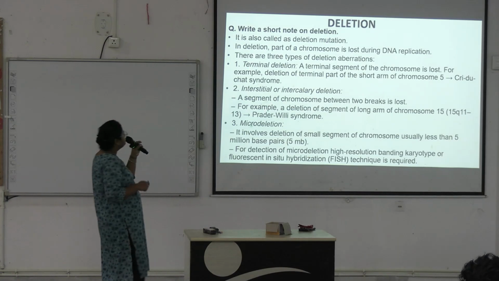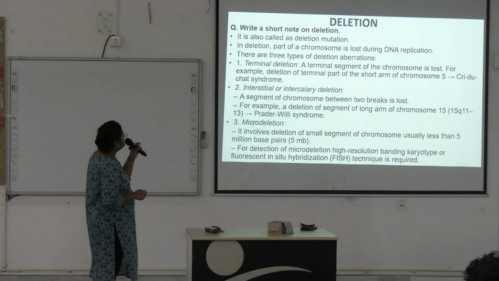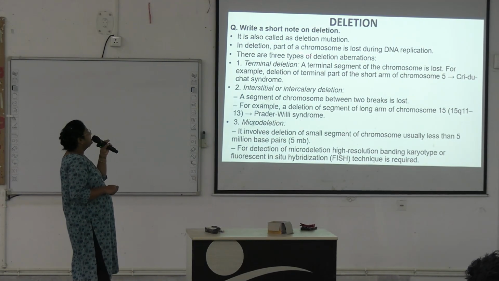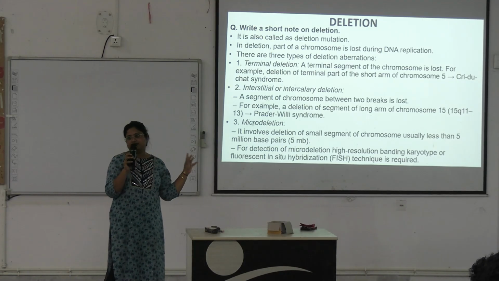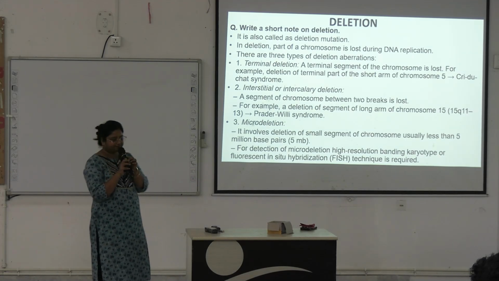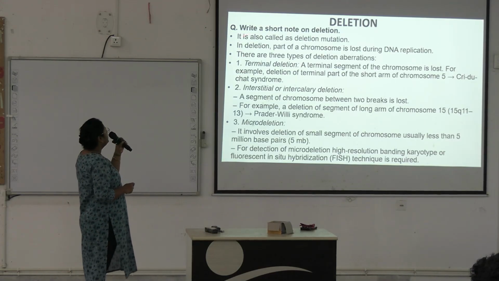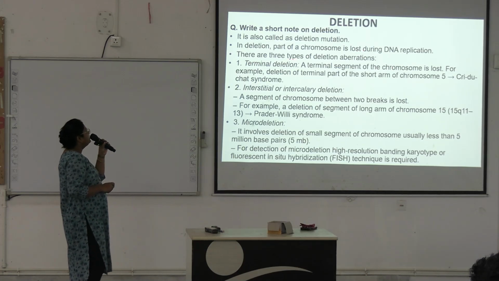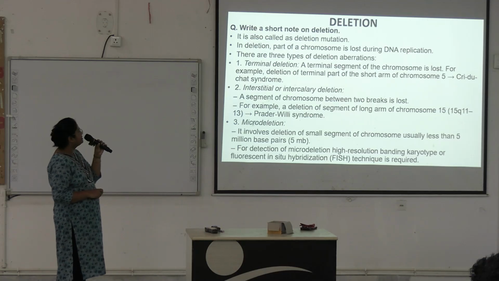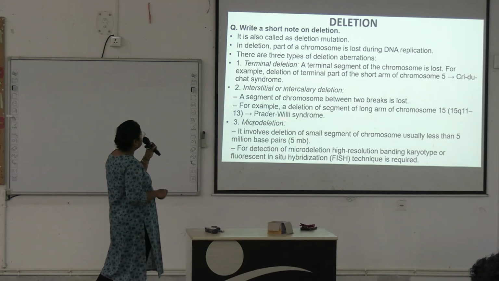The first four are important for your individual short notes. First is deletion. Deletion is also called deletion mutation. These processes are involved in gene mutations. Deletion, inversion, translocation, all of these are involved in different mutations. In deletion, part of a chromosome is lost during DNA replication, and there are three types of deletion aberrations: terminal deletion, interstitial or intercalary deletion, and microdeletion.